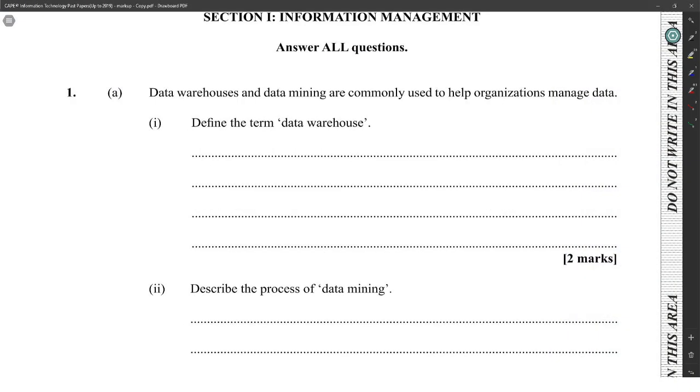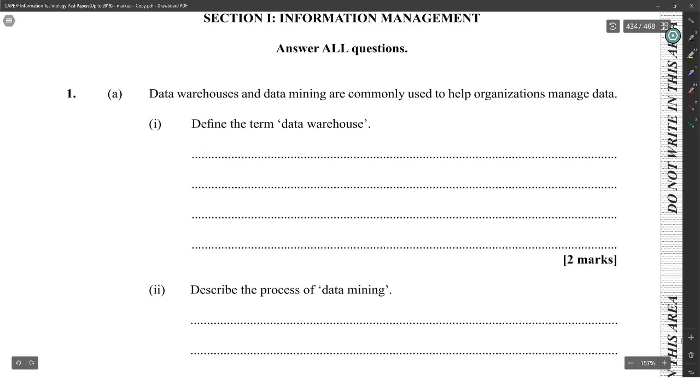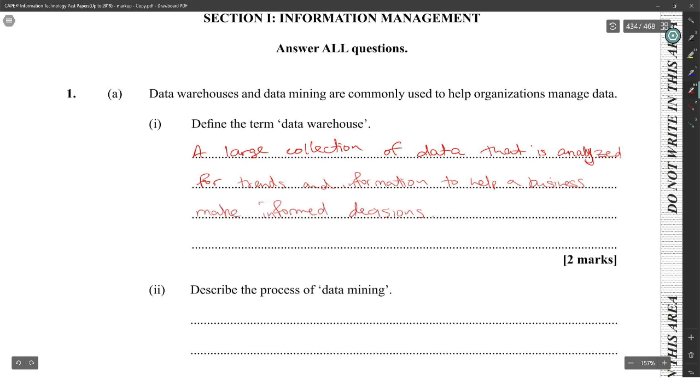Alright, data warehouses and data mining are commonly used to help organizations manage data. A data warehouse is a singular location that has a large collection of data, used to analyze trends and information to help a business make informed decisions. Yeah, that's basically the answer there.